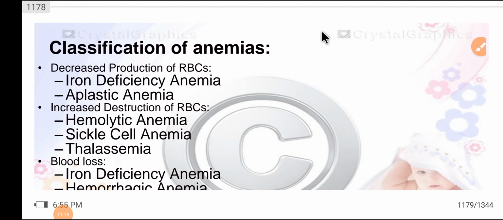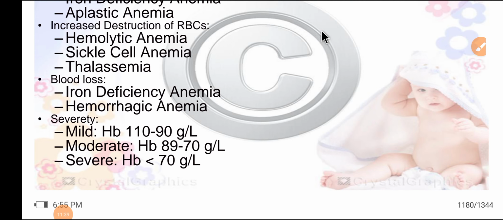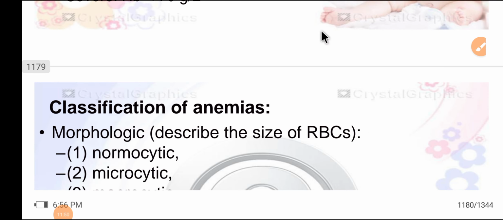Classification of anemias: decreased production of RBCs, iron deficiency anemia, aplastic anemia; increased destruction of RBCs, hemolytic anemia, sickle cell anemia, thalassemia; blood loss, iron deficiency anemia, hemorrhagic anemia. Severity: mild, HB 110 to 90 gram per liter; moderate, HB 89 to 70 gram per liter; severe, HB less than 70 gram per liter.